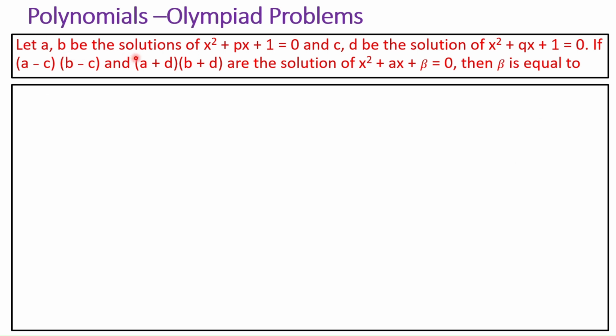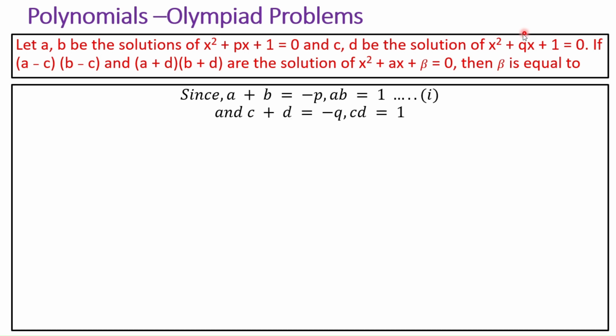Okay, if a and b are the solutions of x square plus px plus 1 equal to 0, and c and d are the solutions of x square plus qx plus 1 equal to 0, then (a minus c)(b minus c) and (a plus d)(b plus d) are solutions of this third equation, x square plus alpha x plus beta. Then find the value of beta. So from the first equation we know that a plus b equal to minus p and ab equal to 1. From the second equation we know that c plus d equal to minus q and cd equal to 1.